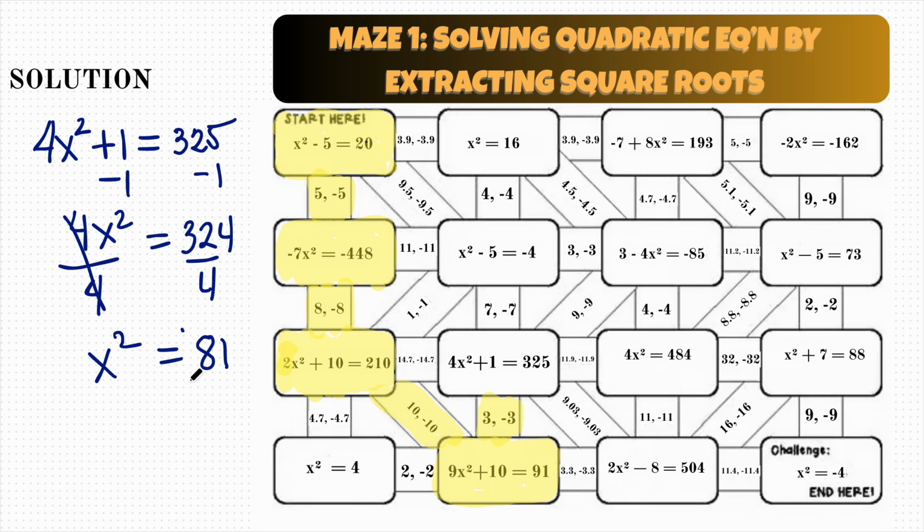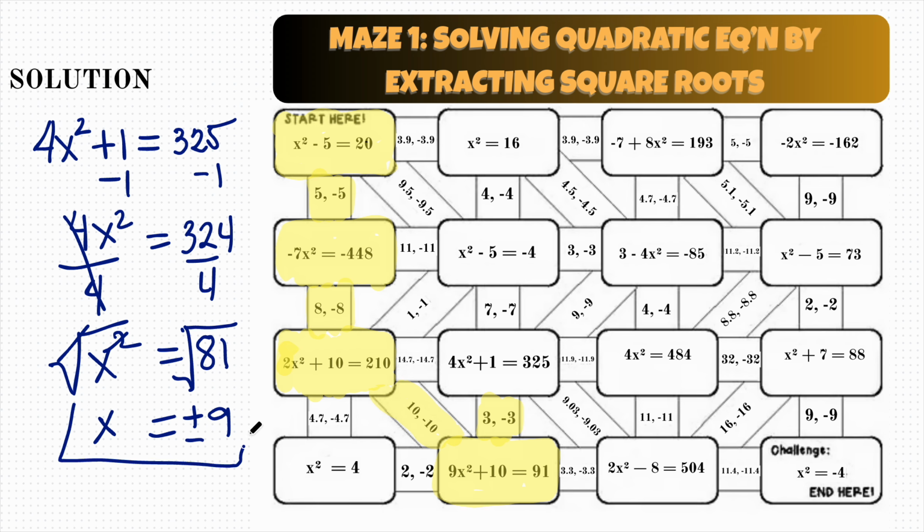Again, 81 is a perfect square number. So when we get the square root of both sides, we will cancel the square root here. Square root of 81 is positive or negative 9. So the two answers would be positive or negative 9. So when we shade this fifth question, okay, so the answer is this. So let's proceed to the next question.